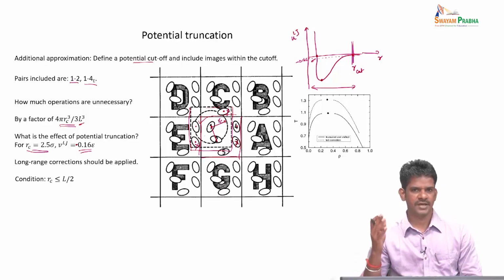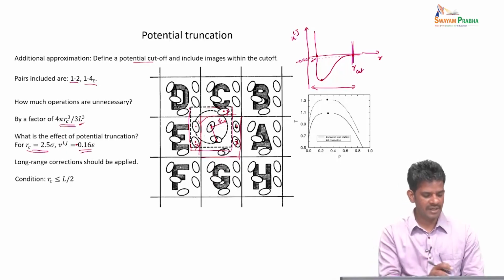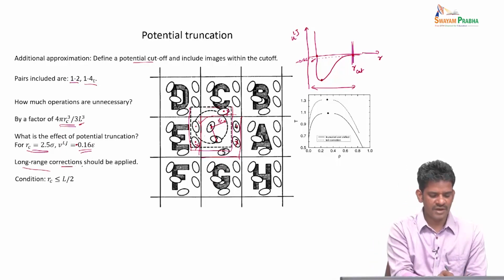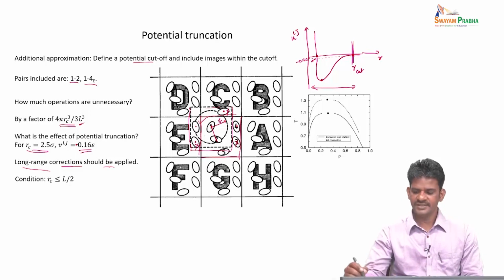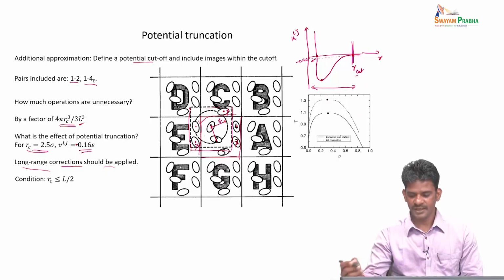Truncating the potential and then using a simulation of this kind will alter the properties a little bit, and then we need to apply what are called long range corrections. How to do this long range correction, all that we will discuss in the coming classes after we discuss statistical mechanics. And here is an example which shows the effect of having a cutoff and correcting for it.